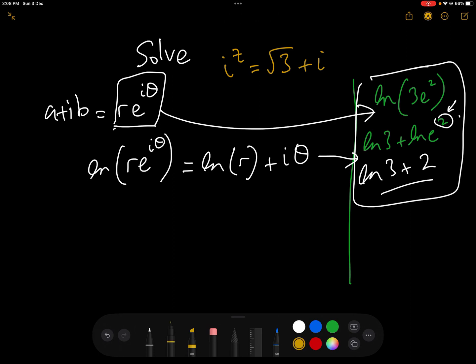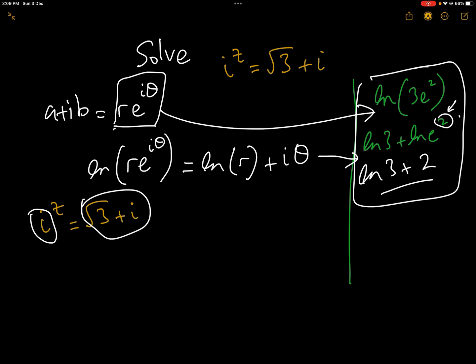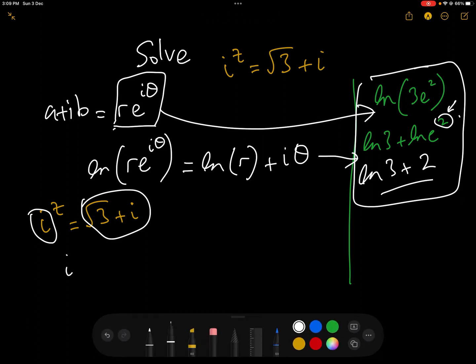So let's look at the question in hand, which is i to the power of z equals root 3 plus i. We have three complex numbers: z, which is what we've got to find, we also have i, and we also have root 3 plus i. So let's put i in exponential form. Well, i in exponential form is 1e to the i pi over 2. We don't really need the 1, but let's put it in anyway. And root 3 plus i is 2e to the i pi over 6.